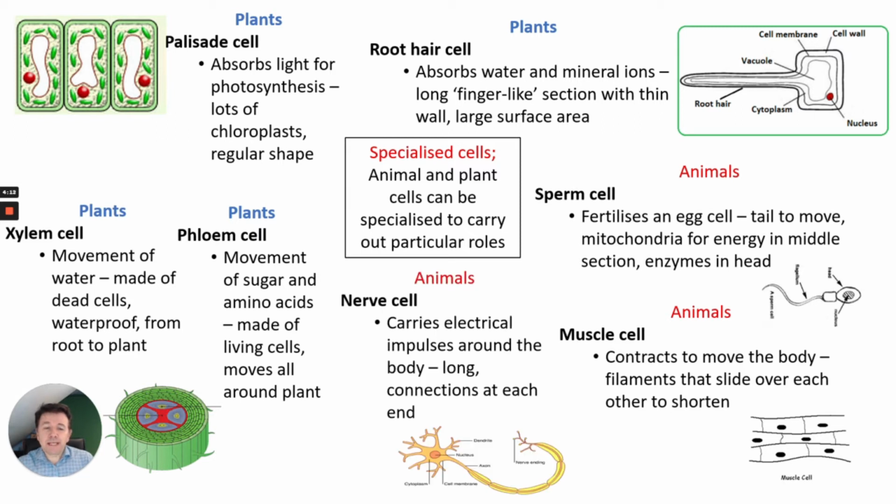And the third animal cell you need to know a bit about is nerve cells. Now, nerve cells are very long, they're very thin, they're insulated because they're carrying electrical impulses around the body, and they connect to each other. And again, later in the course, you'll learn a bit more about nerve cells.